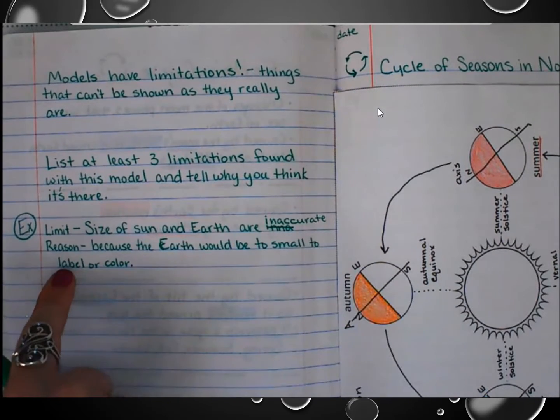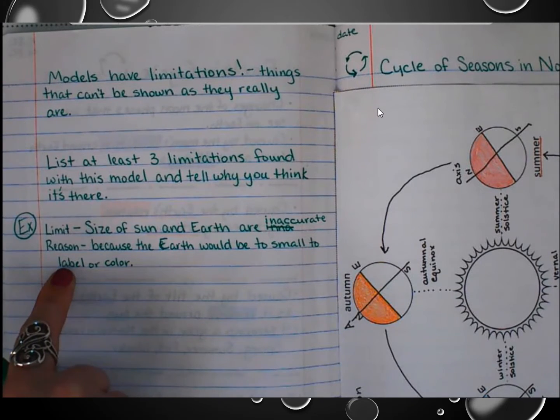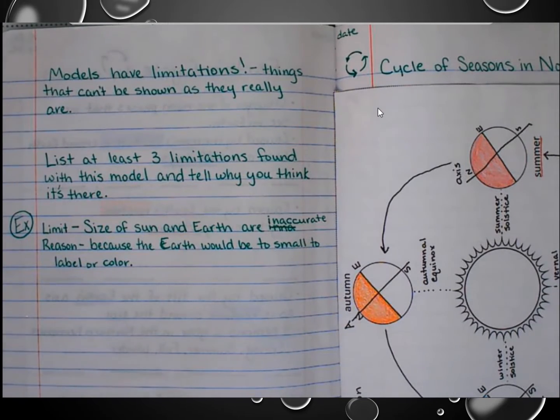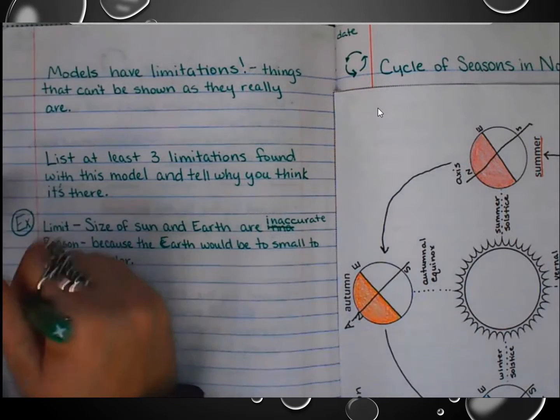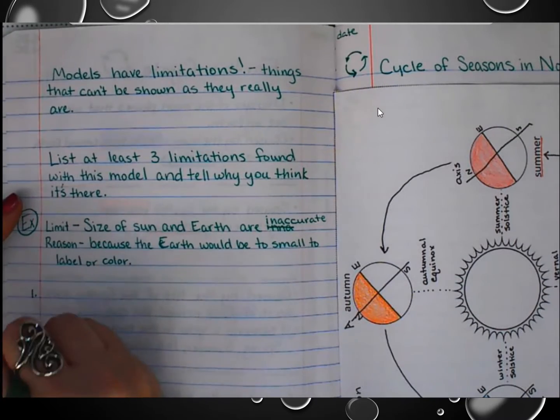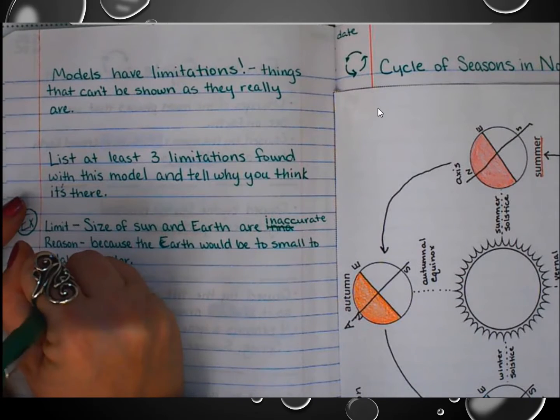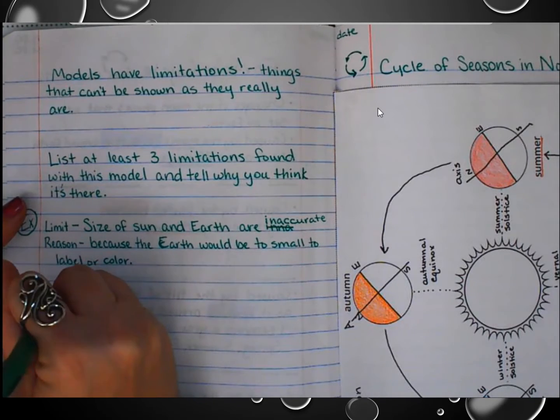So that's a limit, but there's a reason. We needed to see it bigger. We needed to see, to color it in. So you're going to come up with 3 others with a limit and a reason.